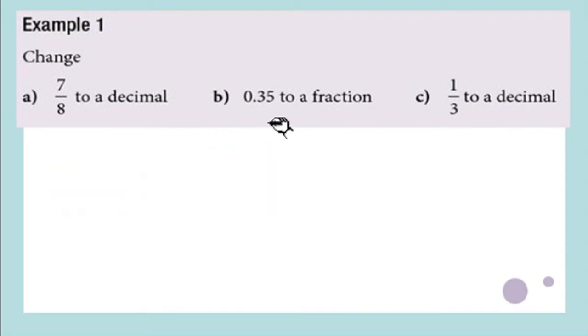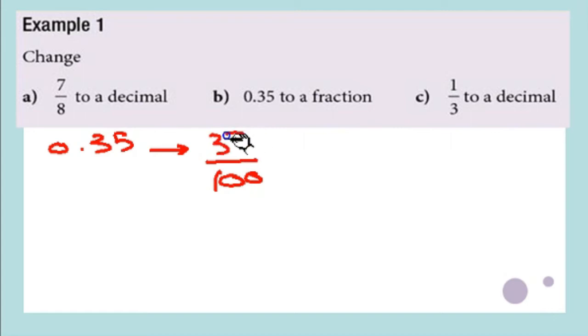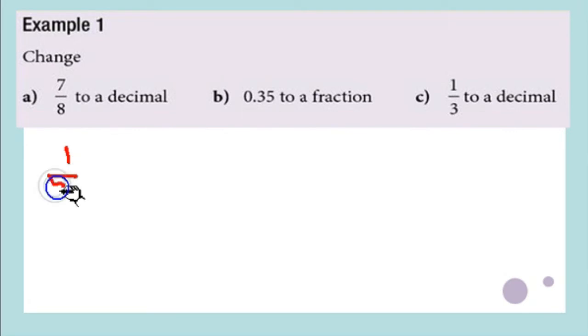So next, how to change this to a fraction? We have 0.35. The decimal will be 1. The 3 will be 0. The 5 will be 0. And put 35 over here. Okay, that's it. Exactly. How to change the next one, number C, 1 over 3.